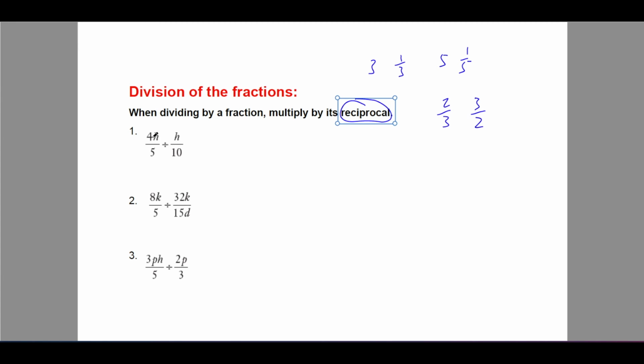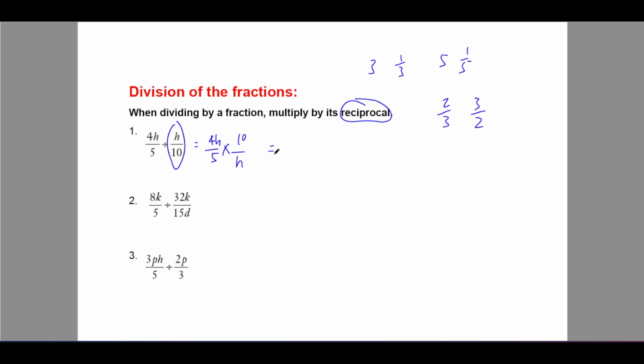Alright, so in this case, you have 4h on 5 divided by h on 10. So this is when dividing by a fraction, you multiply by the reciprocal. So this is the same as 4h on 5 multiplied by the reciprocal of this number. So the reciprocal of h on 10 is 10 on h.